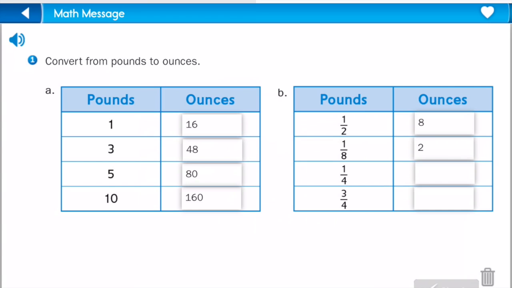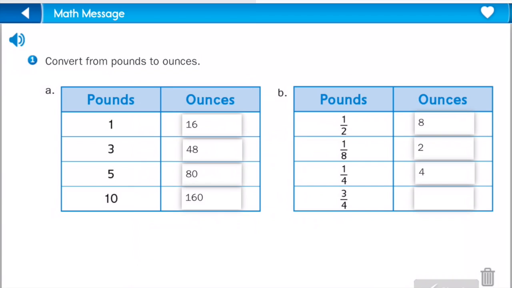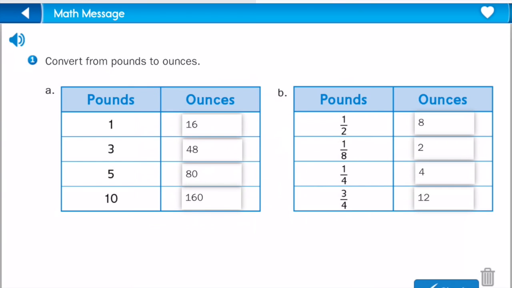Okay, so 1/8 of a pound plus 1/8 of a pound equals 2/8, or it equals 1/4. So 2 ounces plus 2 ounces would equal 4 ounces. So that means that there would be 4 ounces in 1/4 of a pound. So 3/4 is 3 times as much as 1/4. If there are 4 ounces in 1/4 of a pound, then there would be 3 times 4 ounces in 3/4 of a pound. So what would 3 times 4 be? Yeah, it would be 12. So that is our conversion charts. Okay? Now we're going to go on to our math problems.